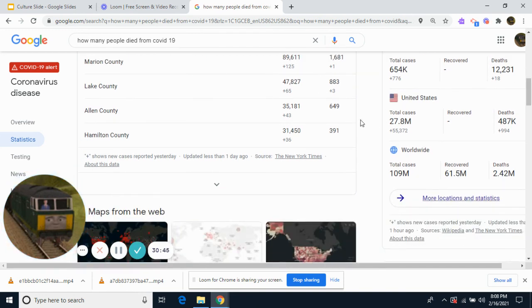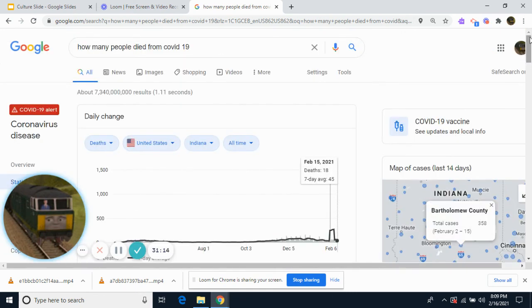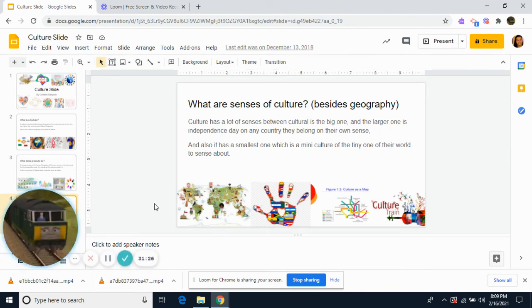Worldwide, recovered is 61.5 million. Total cases are 109 million. There are 2.42 million deaths. That's a lot of people who have died from COVID. Don't worry, guys, COVID will be ending very soon. Hopefully, we don't have to go through this again. So if you have any questions about COVID, just ask somebody. You can ask me, or ask one of your family members about COVID. Most people have done that already.